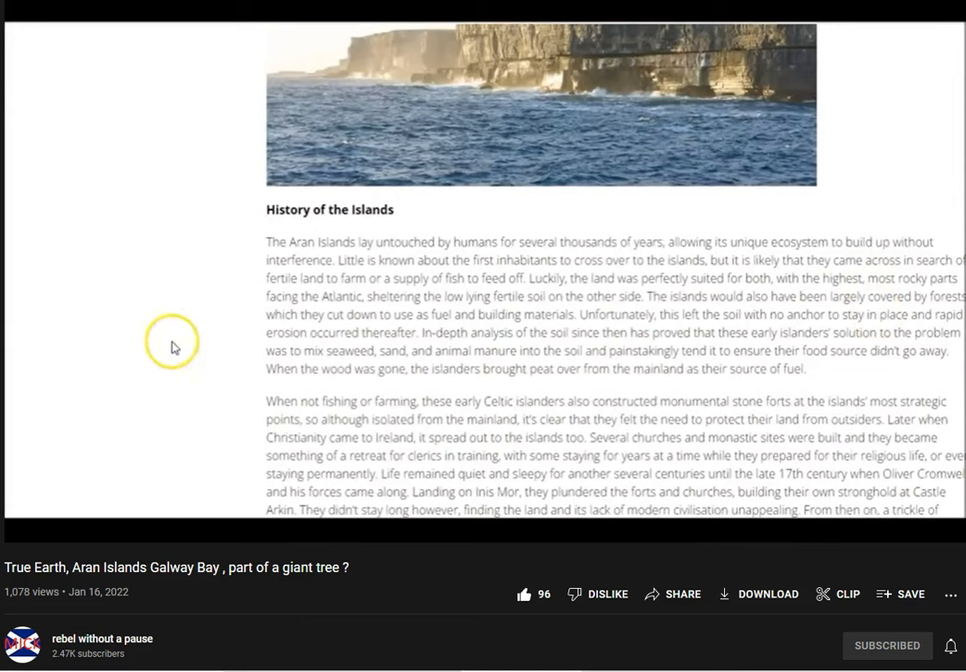Well, the Aran Islands lay untouched by humans for several thousands of years, allowing its unique ecosystem to build up without interference. Little is known about the first inhabitants to cross over to the islands, but it is likely they came across in search of fertile land to farm, or a supply of fish to feed off. They weren't hiding for anybody. Right. Luckily, the land was perfectly suited for both, with the highest, most rocky parts facing the Atlantic, sheltering the low-lying fertile soil on the other side.